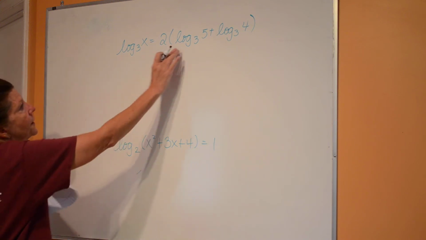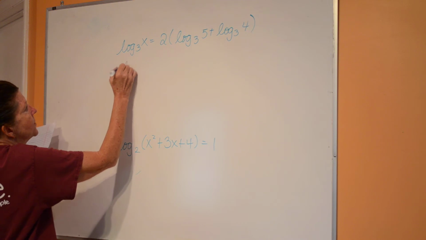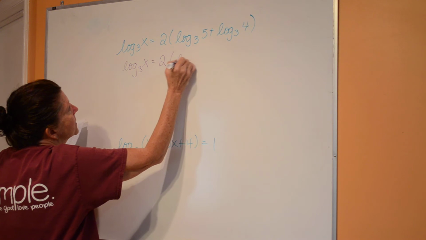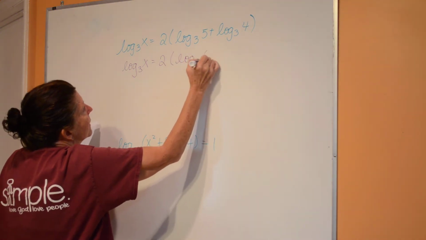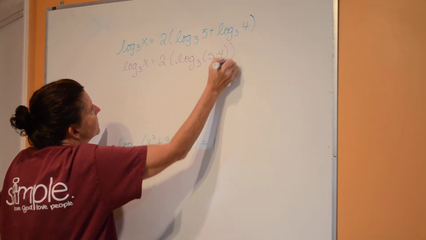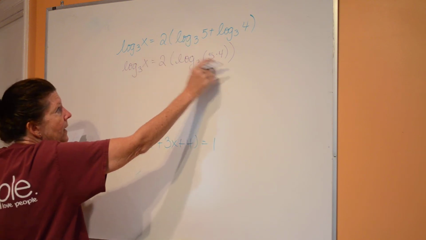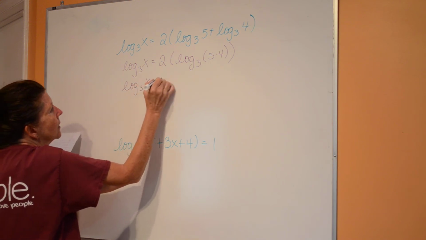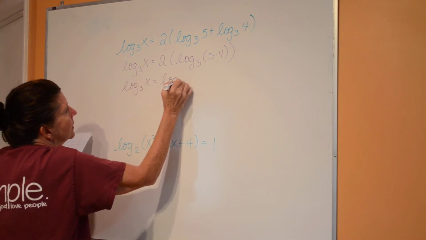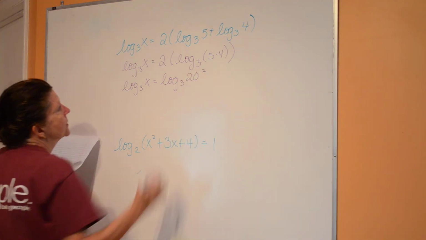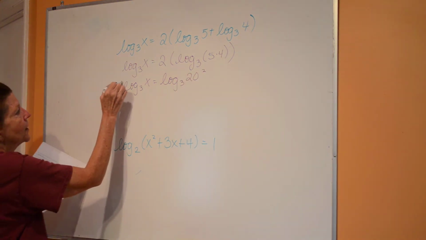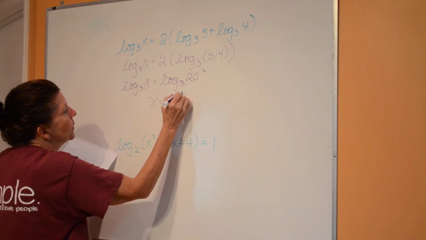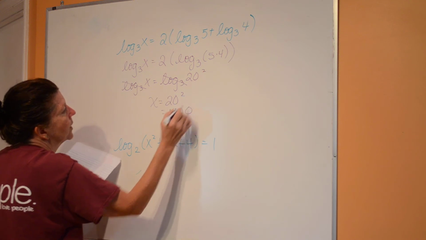All right, I know that this is addition, so it's the same as multiplication. So this is the log of base 3 of x times 2 times the log base 3 of 5 times 4. I'm going to multiply the 5 times 4 and carry the 2 to the back. So that's going to give me that. Notice I have a log of base 3 on both sides, so I find out that x is equal to 20 squared, which is the same thing as 400.